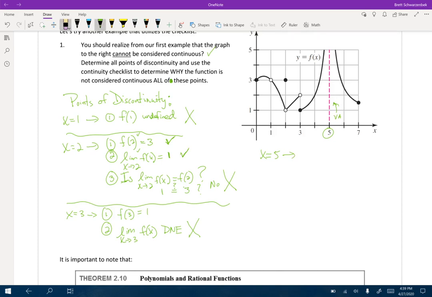Okay, this is number 1. We have to find if f of 5 is defined. Well, clearly, if it's a vertical asymptote, it is undefined, because there is no value of y above the 5 on this line. So therefore, we have undefined, and this already blows up.